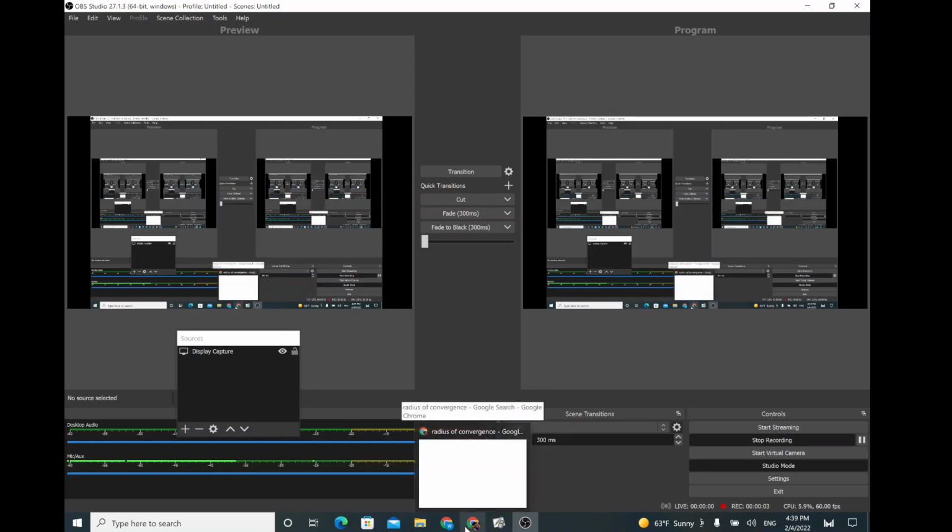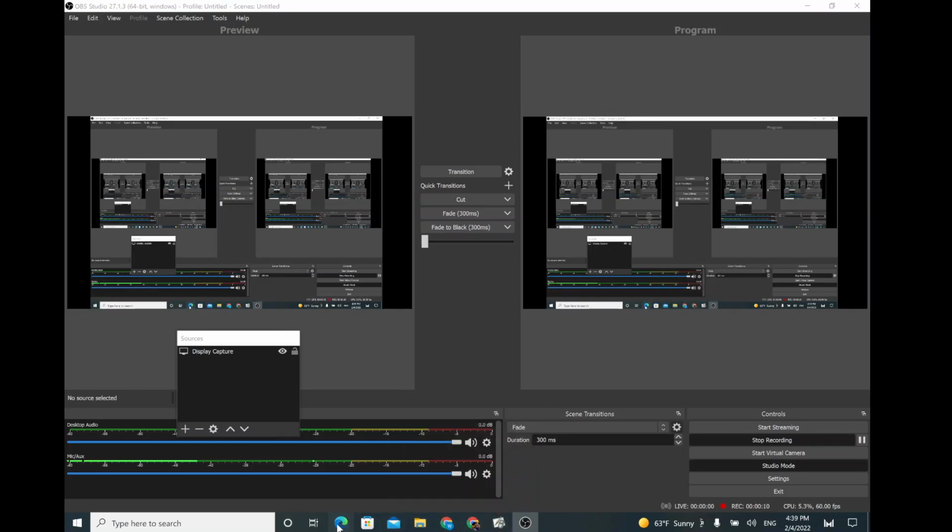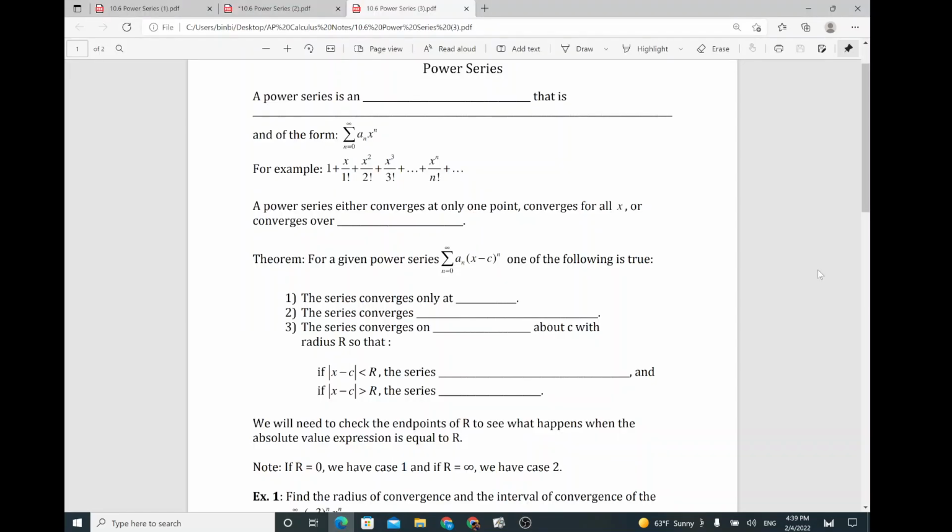So I want to talk about the radius of convergence with the power series. Now let's take a look at the structure right here. With power series, it's an infinite series.